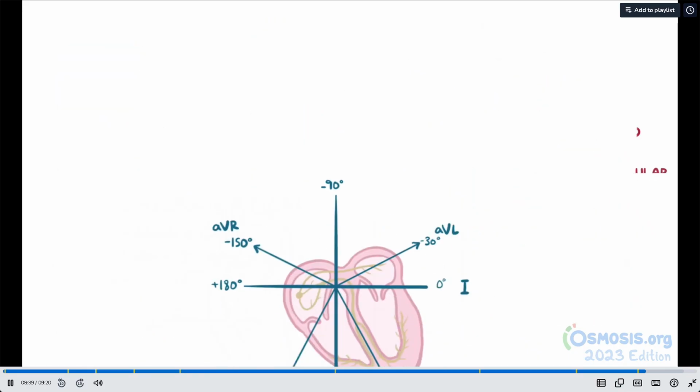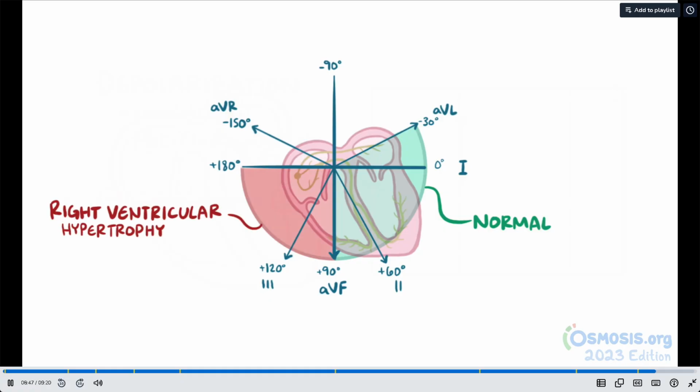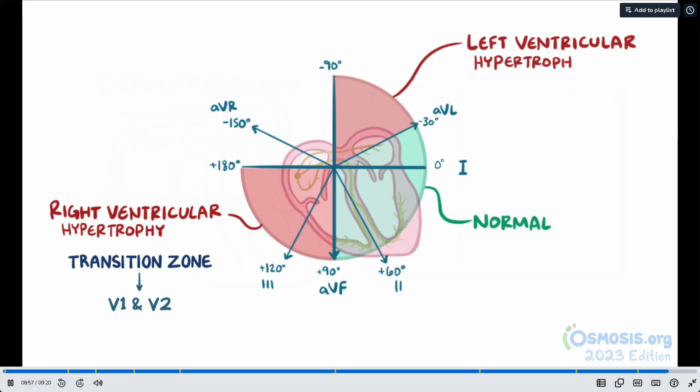Alright, as a quick recap, a normal heart axis is between negative 30 and plus 90 degrees. Right ventricular hypertrophy can cause the axis to be between plus 90 and plus 180 degrees, and can sometimes cause the transition zone to shift towards the V1 and V2 chest leads. Left ventricular hypertrophy can cause the axis to be between negative 30 and negative 90 degrees, and can sometimes cause the transition zone to shift towards the V5 and V6 chest leads.